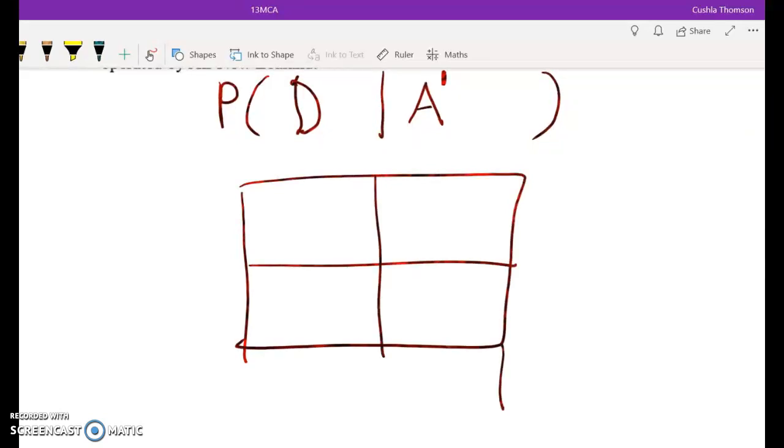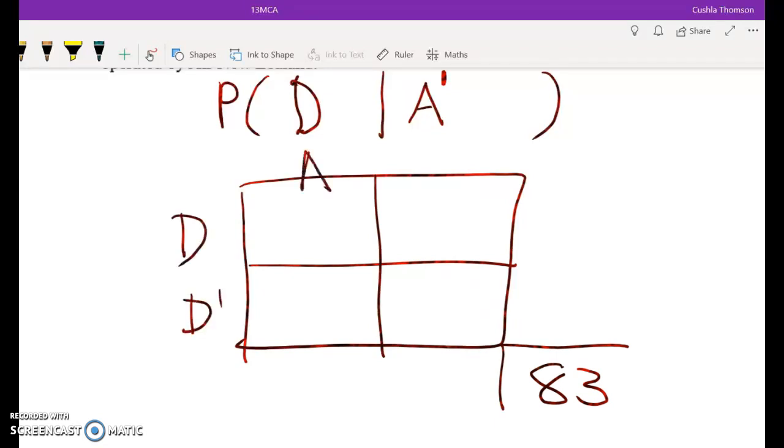The first thing I'm going to put in is that there were 83 flights altogether. We'll make this D and this D dash for not delayed. And this can be A and not A. Now, the first number that I was given, I think, was that 64 flights were operated by Air New Zealand. So we can put that in here. Straight away, we can work out this one. This will be 19 flights here.